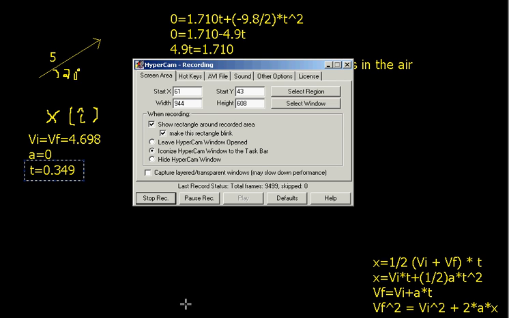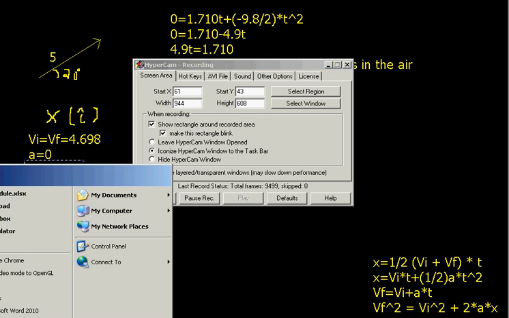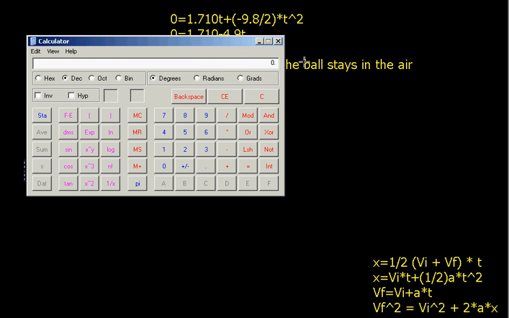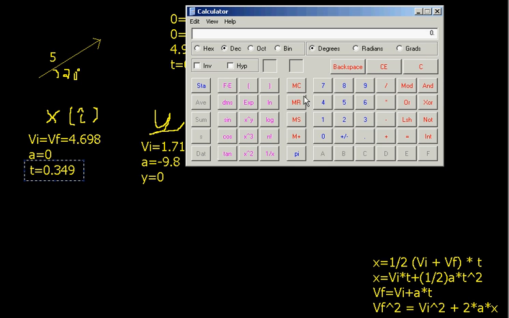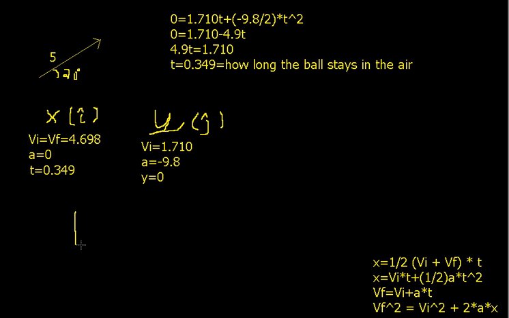So, whoops, wrong window. Let's open our handy-dandy calculator. And we take that 4.698, multiply that by the 0.349, and we end up with 1.64 about. So that's how far it travels, 1.64 meters.